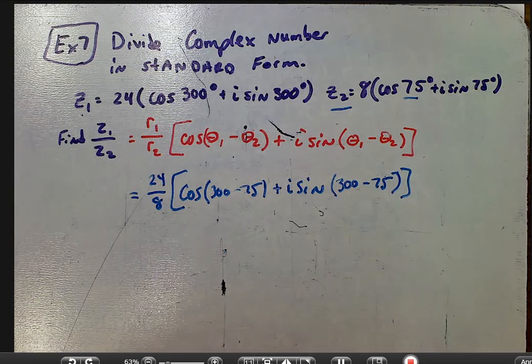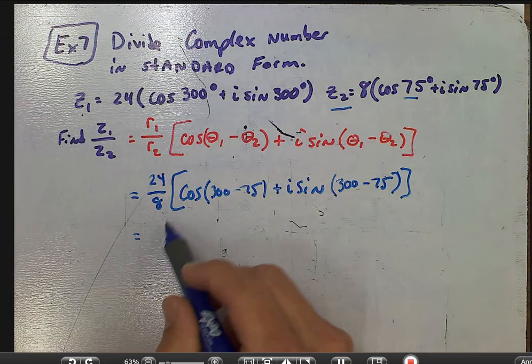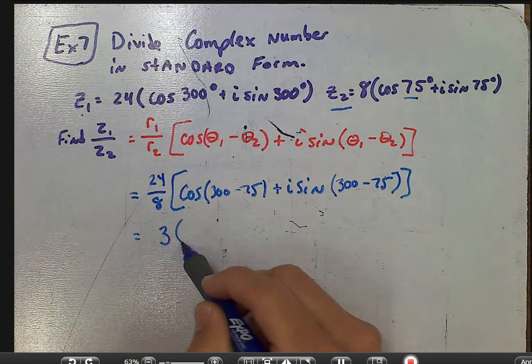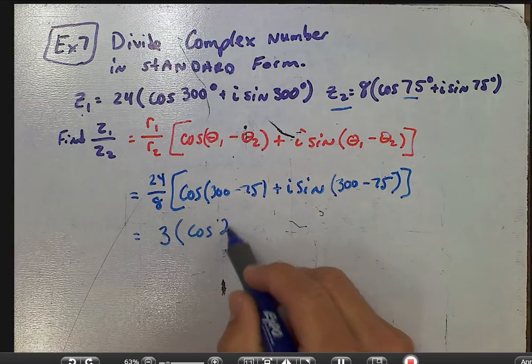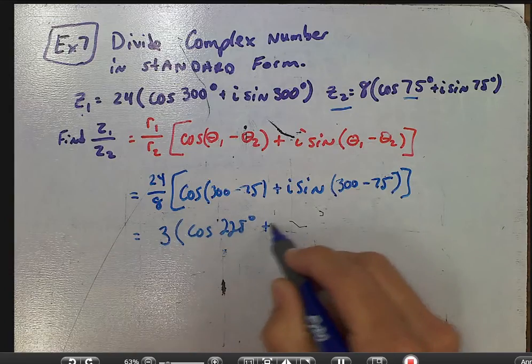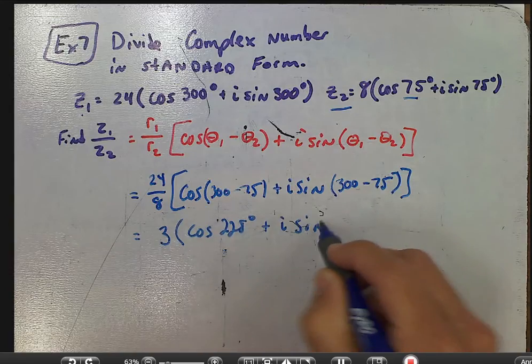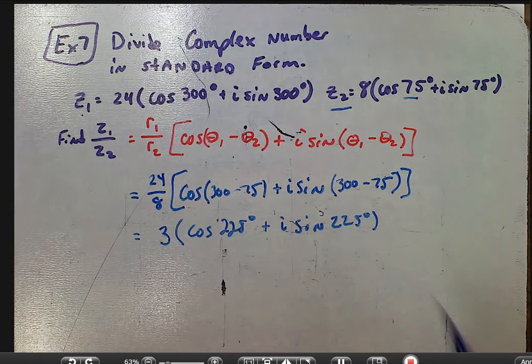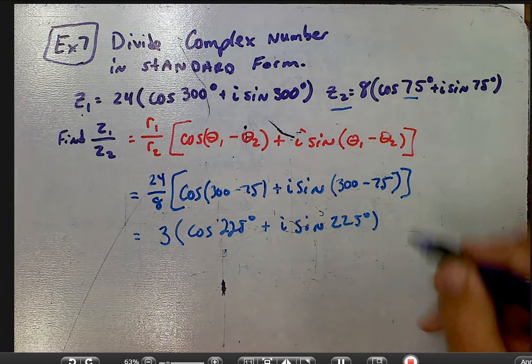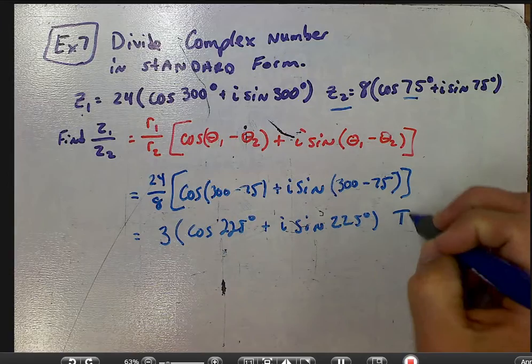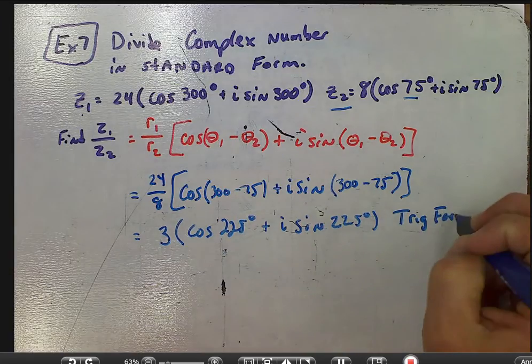And we simplify. 24 divided by 8 is 3, times the cosine of 225 degrees, plus I sine 225 degrees. And this would be the answer. This is what we call, if you remember, trig form. That's the trig form answer.